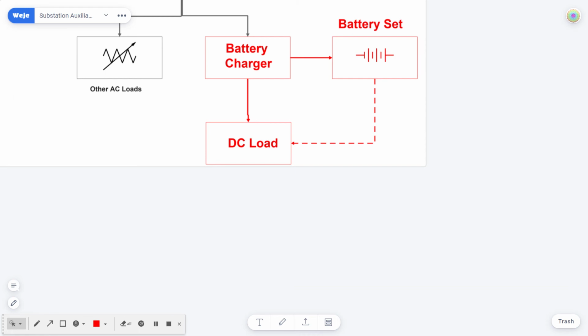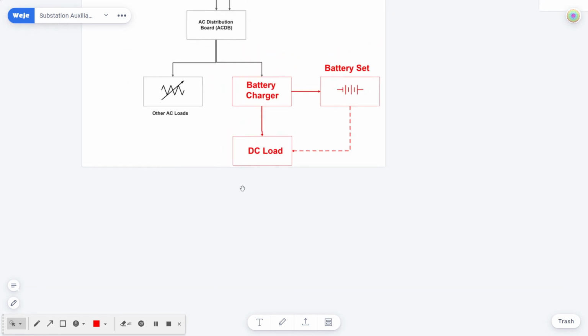so that if the AC supply fails, there is the battery set that can keep these essential devices energized, and in the meantime the AC supply can be restored. Generally a DC voltage of 110 volt or 220 volt DC is used in the substation.